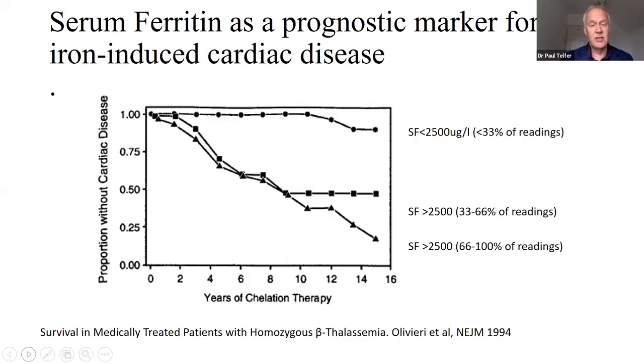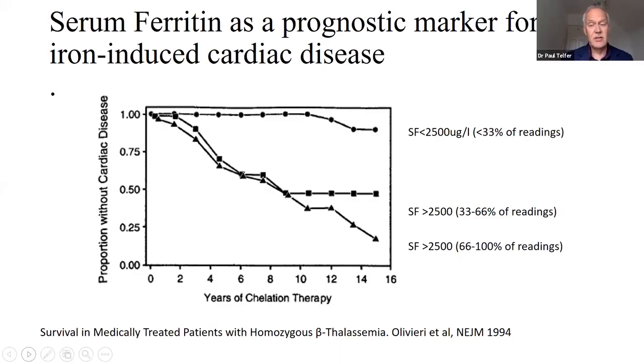And this is one study that's often quoted by Olivieri, based on a cohort studied over 15 years or so in America. And essentially this shows that if you maintain the serum ferritin below 2,500, then it's protective against cardiac disease and cardiac death. You remember the heart is the main feared organ in terms of iron toxicity and death in thalassemia.